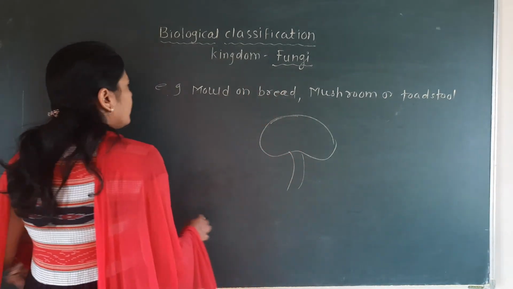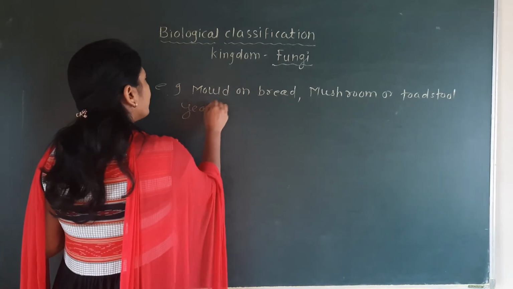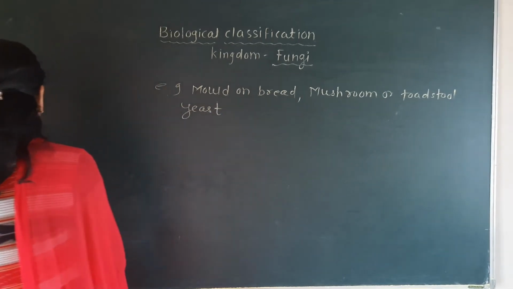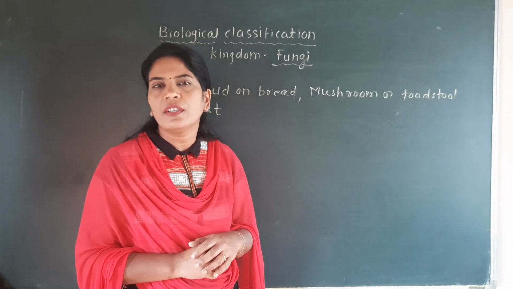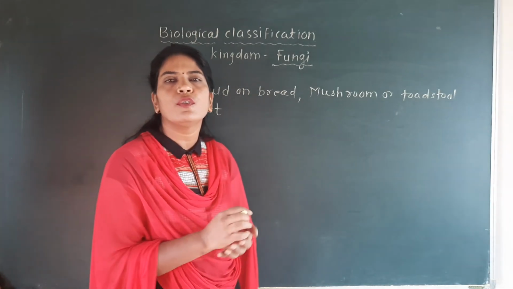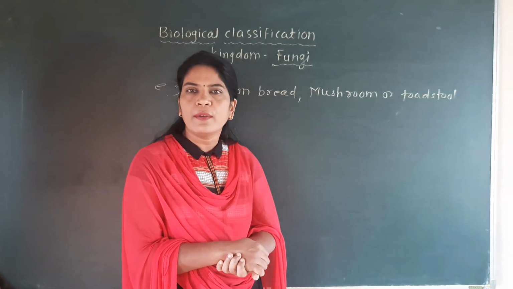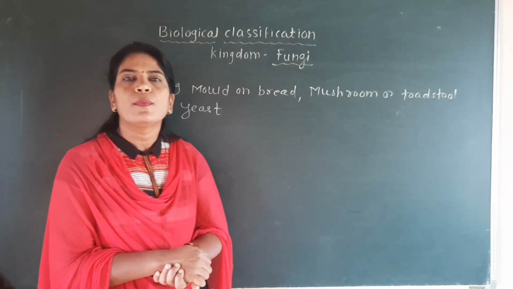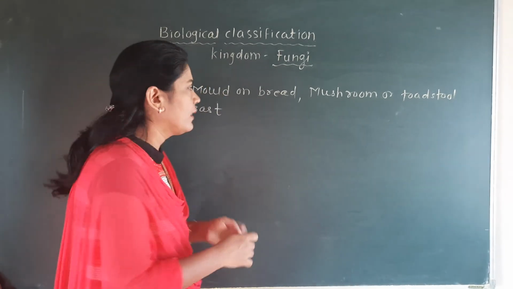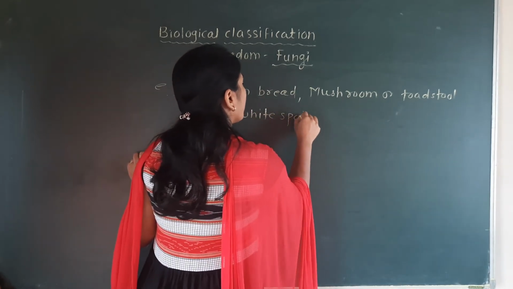Then the third example is yeast, which we have seen as a unicellular fungus. Yeast is an example of fungi which is used for the production of wine and bread. That means the bread in the bakery and the wine produced in industry are mainly produced due to the yeast.